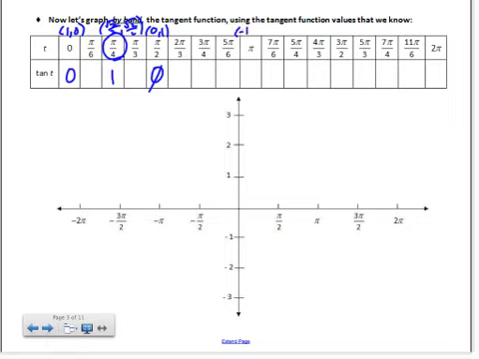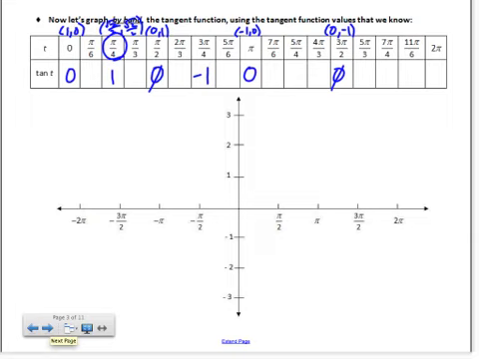So we can come down here to pi. Pi is the point -1, 0. At -1, 0, I have 0 over -1, still 0. Halfway between that, 3 pi over 4: x is negative, y is positive. The numbers are the same, the signs are different, so we have -1. And look what happens when we come back down here to 3 pi over 2. 3 pi over 2 is the point 0, -1, undefined.